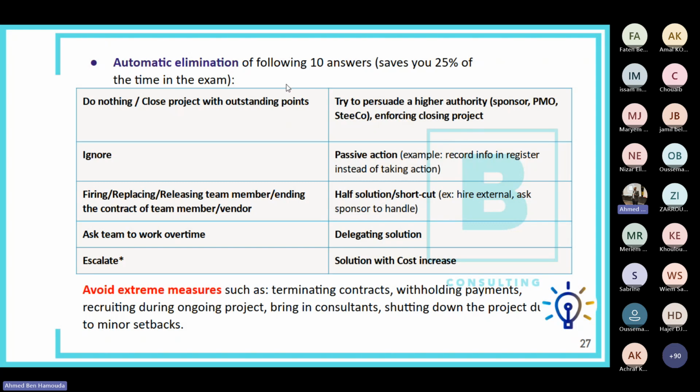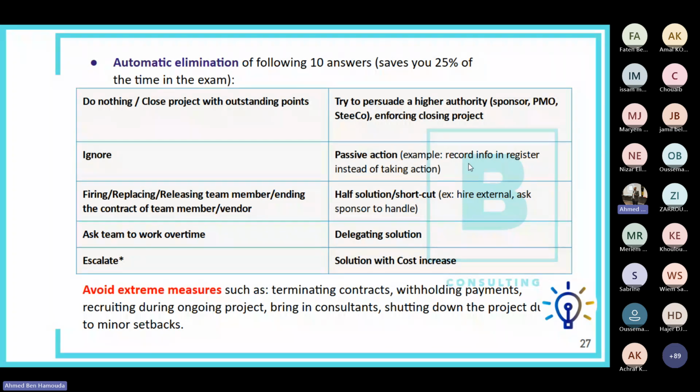Also, you don't pick any answers which indicate a passive action, which we mentioned earlier. For example, record the information in the register instead of taking effective action or an effective solution. So that's called a passive action. It's as if you just want to prove that you've registered that issue or that risk, but actually there is a more effective solution, because the question is not asking you what to do first. Okay, if it was asking you what to do first, you might consider picking the answer of recording the information in the respective register or log. But if the question is asking you what to do, then you need to be looking for a more effective solution.